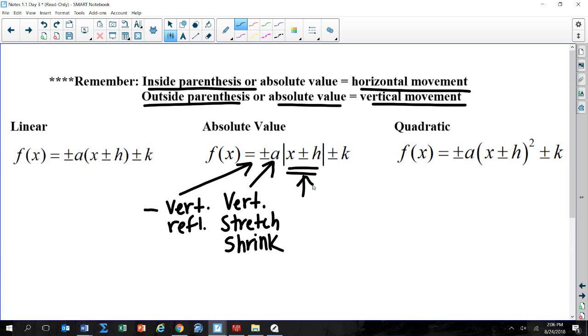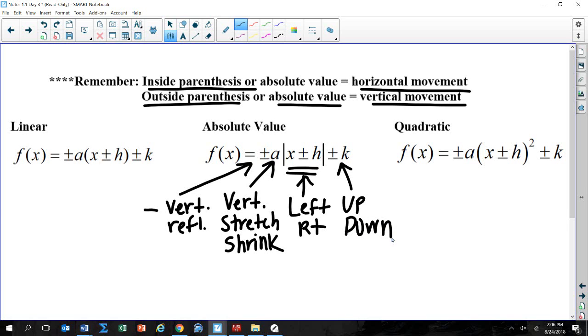Okay? Moving inside. Inside is the horizontal movement, outside the vertical movement. Great. It's going to be a left or right translation. Okay, so I'll put left, right. And then moving outside, we have plus or minus k. What's that going to do? Up or down? Great. That's going to be a translation up or down. Okay, so those are the transformations we work with for absolute value.